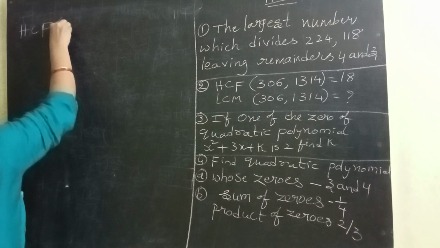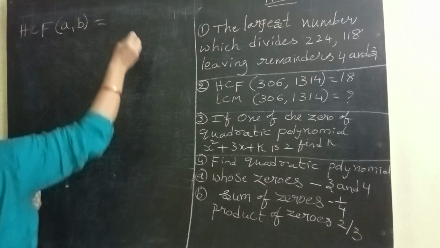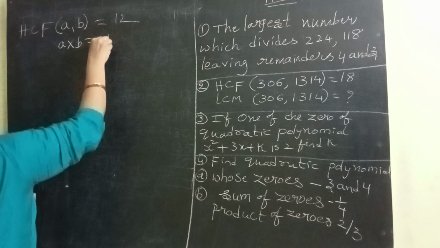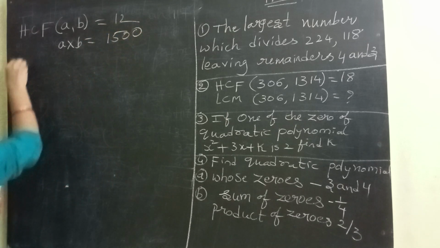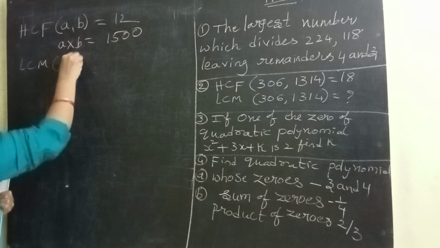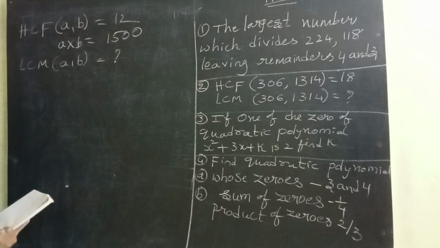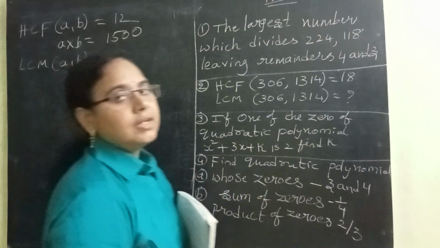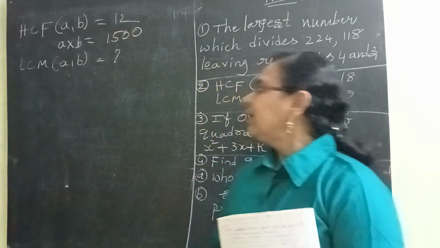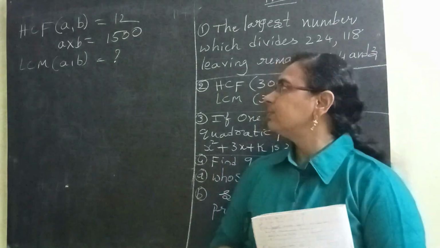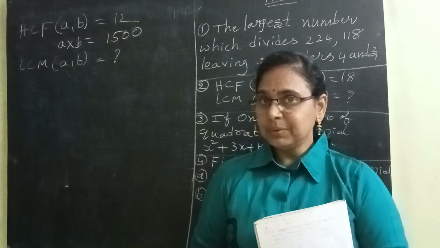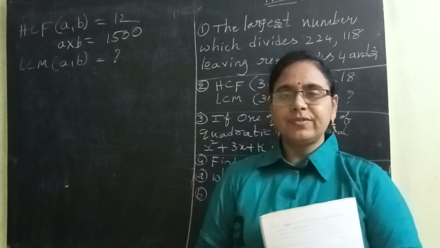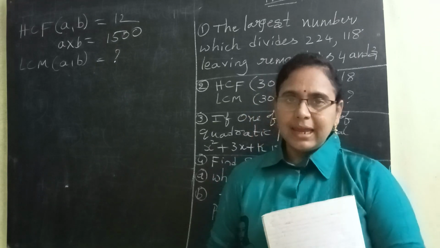HCF of A comma B is 12, A into B is 1500. What is the LCM of A comma B is his question. Okay, how can you find? By seeing that question it's clear. He has given HCF 12. What are the numbers? A comma B. And the product of the numbers he has given is 1500. What is his question? LCM.